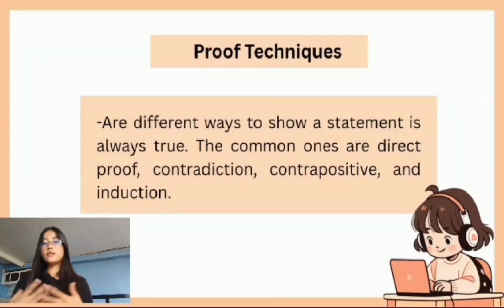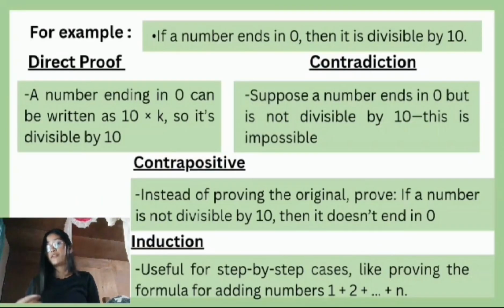Now, let's move to proof techniques. So what are proof techniques? They are different ways to show a statement is always true. The common ones are direct proof, contradiction, contrapositive, and induction. For example, if a number ends in 0, then it is divisible by 10. In direct proof, a number ending in 0 can be written as 10 times k, so it is divisible by 10. And then there are contradiction, contrapositive, and induction.